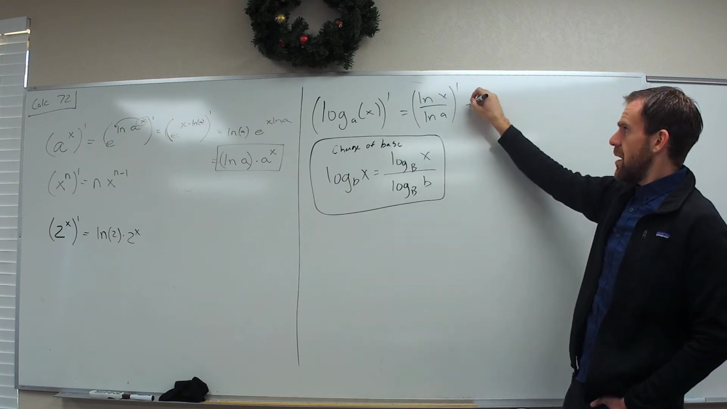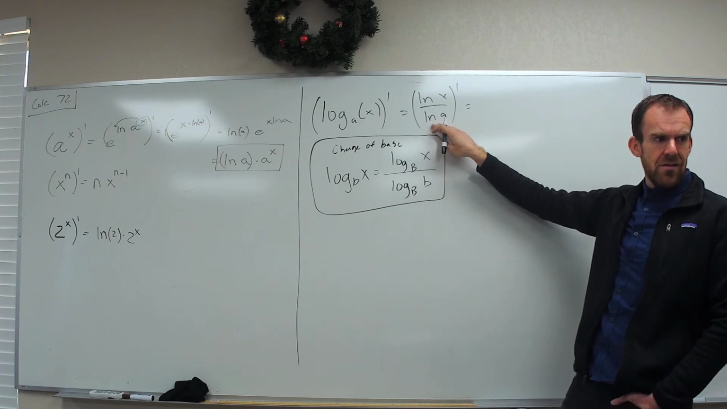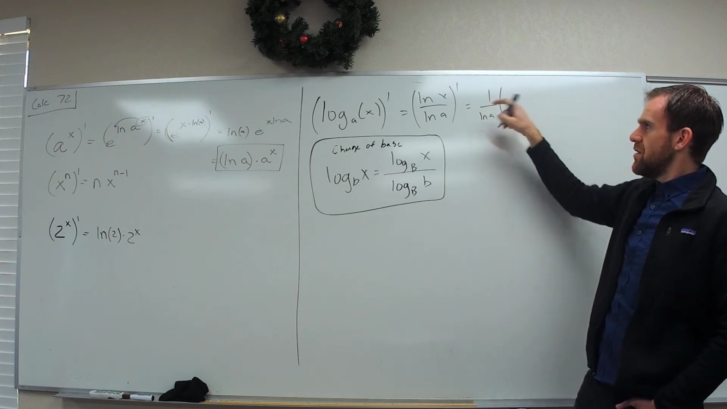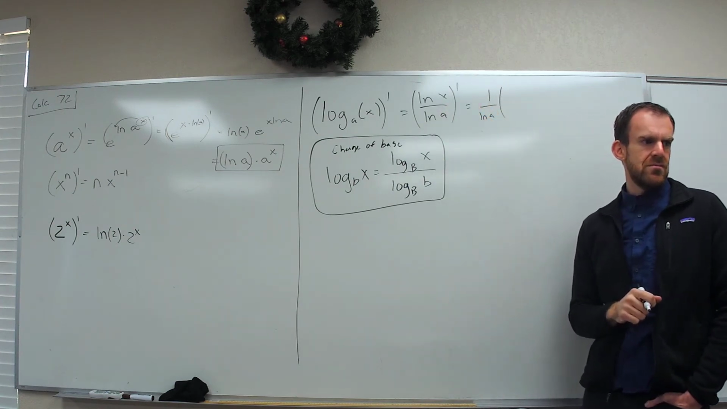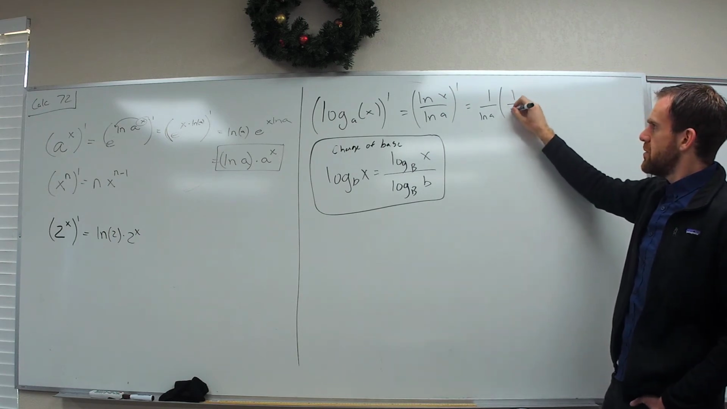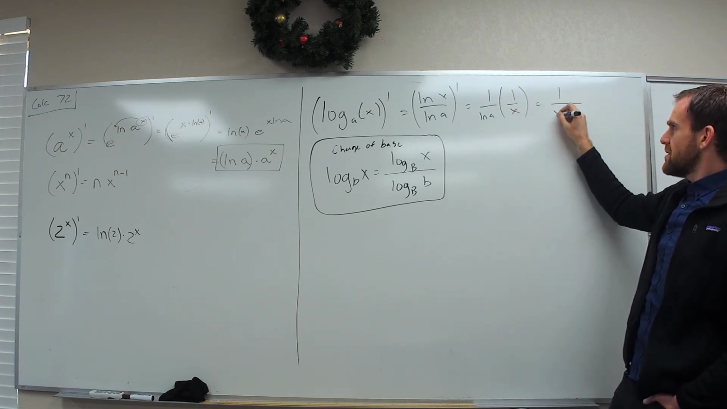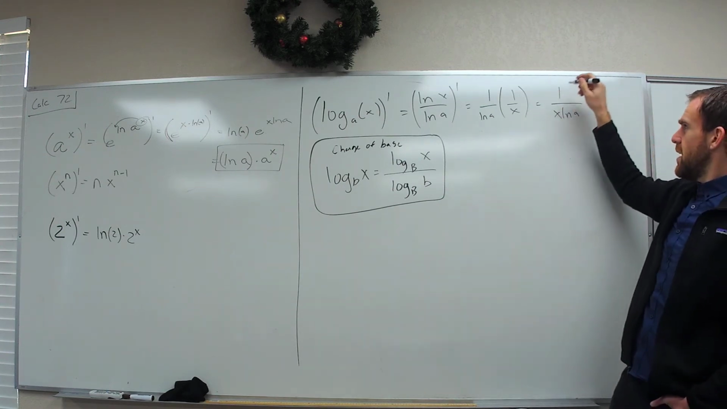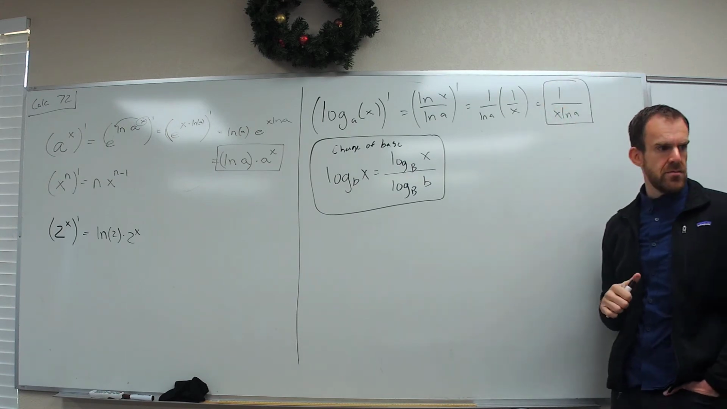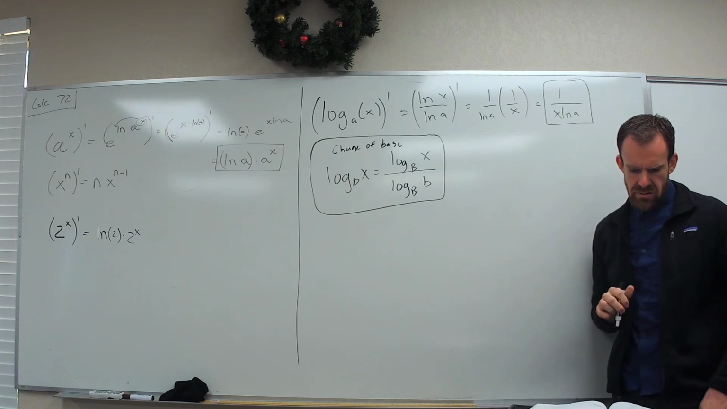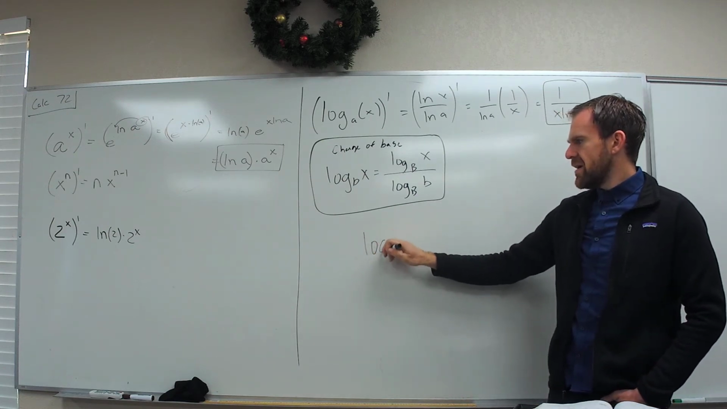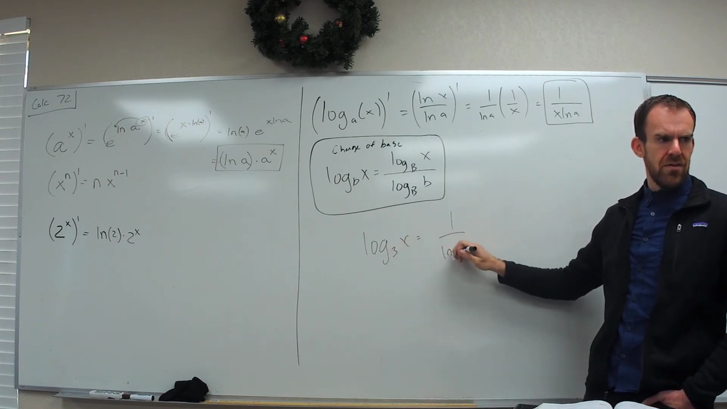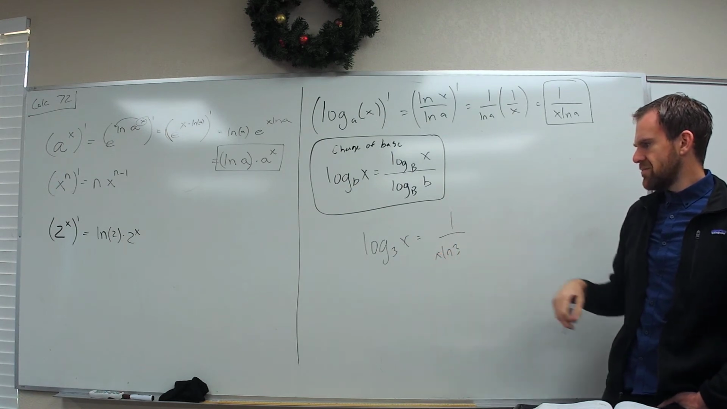From there, I'm going to take the derivative. Do I care about the ln of a? No, because it's a number, right? So I can bring that in front. What's the derivative of ln of x? So it's 1 over x ln of a, where a is the base of the log. So how would I take the derivative of log base 3 of x? Well, it's 1 over x ln of 3.